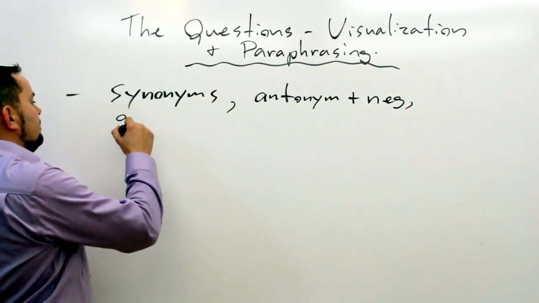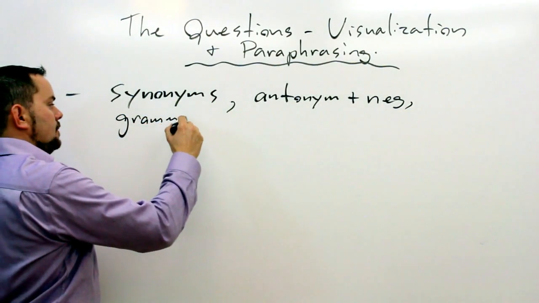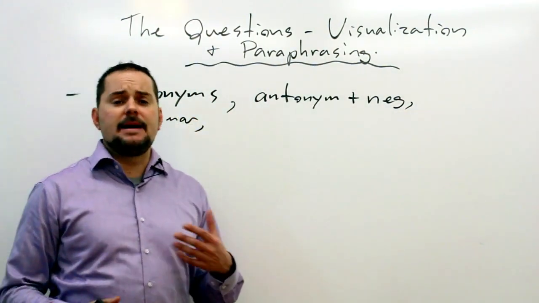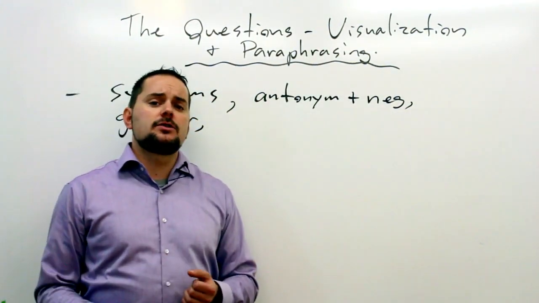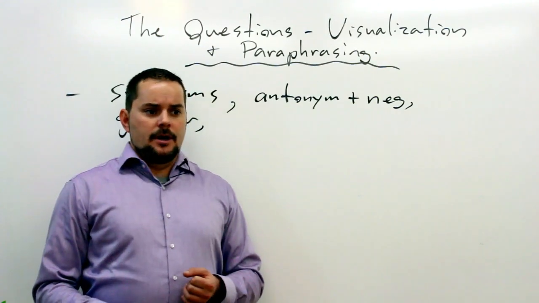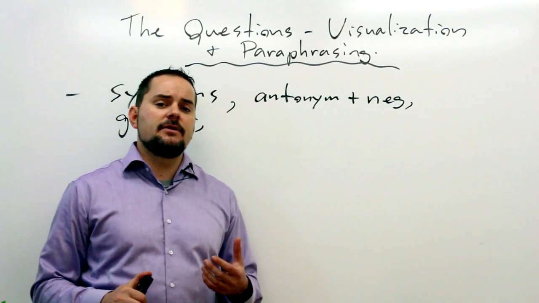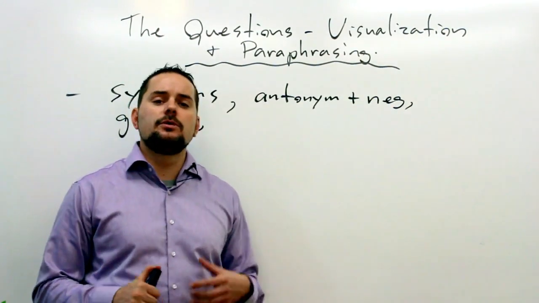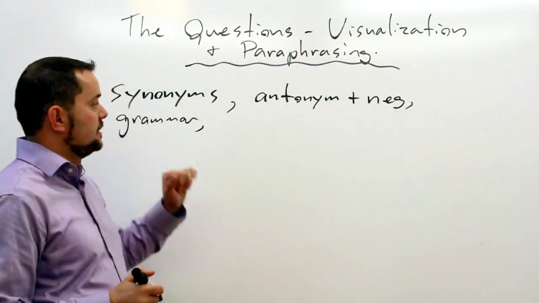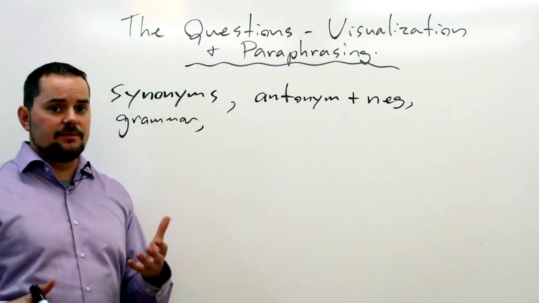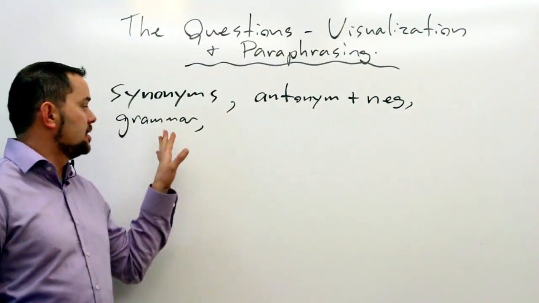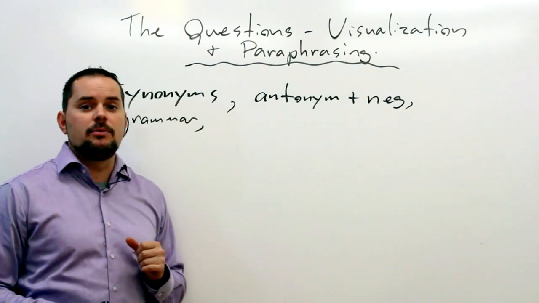Then, of course, we have grammar. A simple example is passive and active voice. So, I'm driven to school by my mom. This is passive. My mom drives me to school. This is active form. So this is a type of grammar paraphrasing. There's lots of other examples, but that's one example.